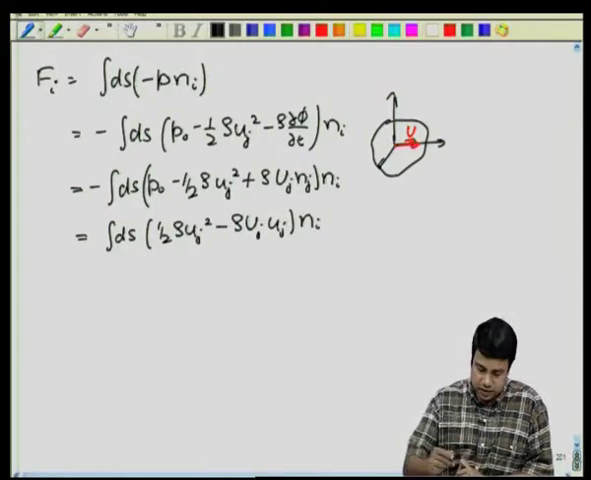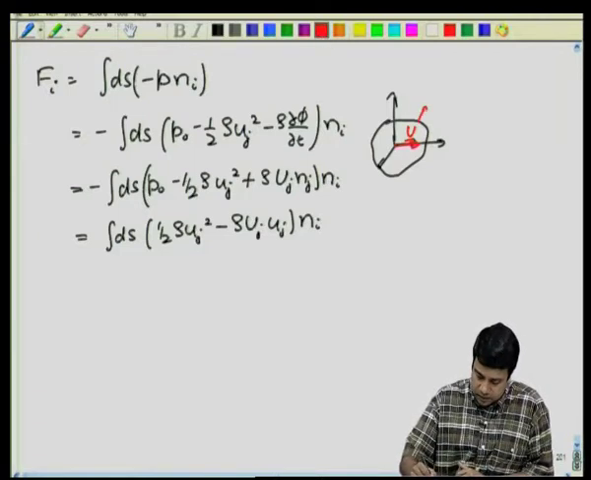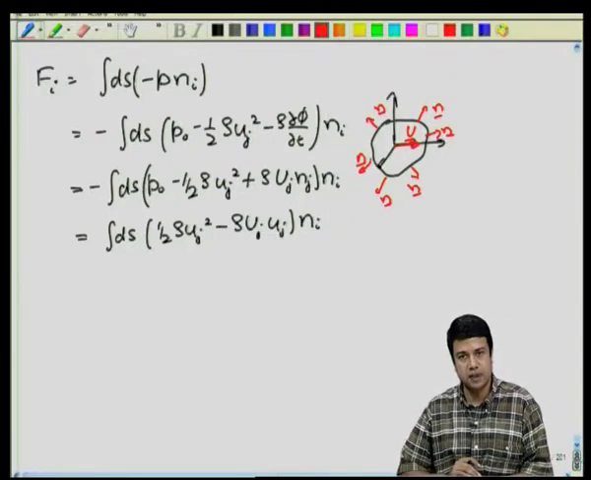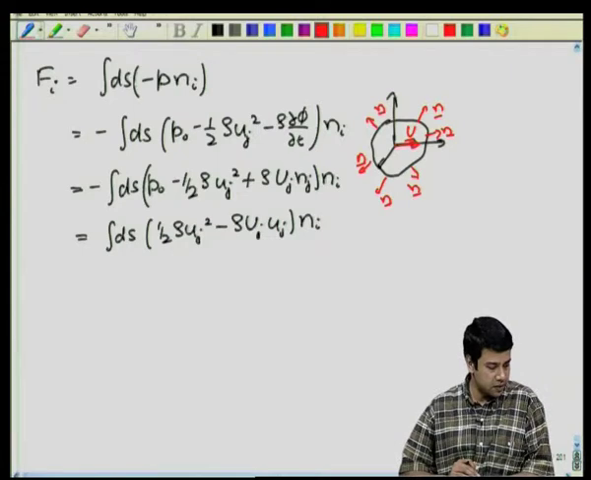Note that this n_i is the outward unit normal. This n is the outward unit normal to the object. Now, consider the following integral.